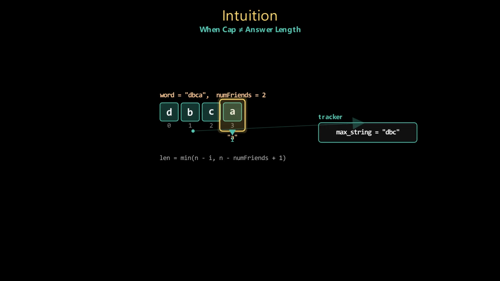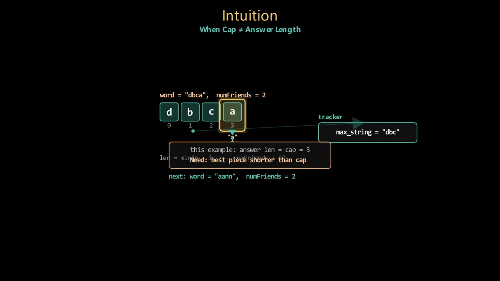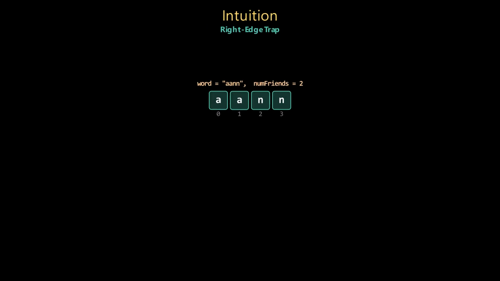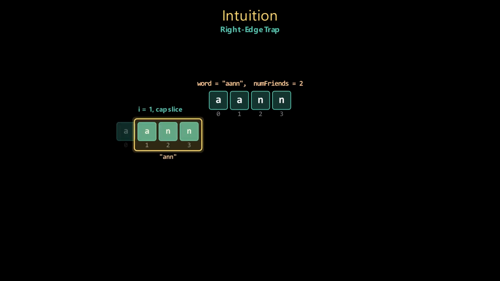In this example, the winning piece DBC hits the full cap of 3 from index 0, easy to mistake for a rule. We need a second example where the cap is still 3, but the best box piece is shorter. Watch this edge case on screen. The cap is an upper bound, not a required length. From index 1 we can take 3 characters, a and n. From index 2 the word ends early, leaving only nn. Because n beats a, the shorter tail piece wins the whole box.